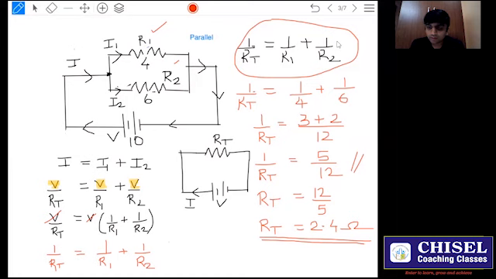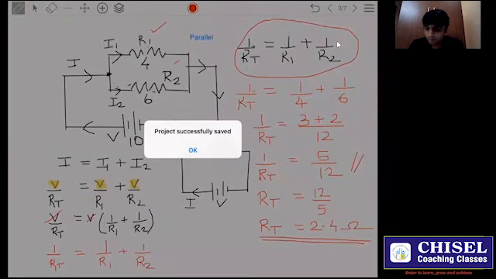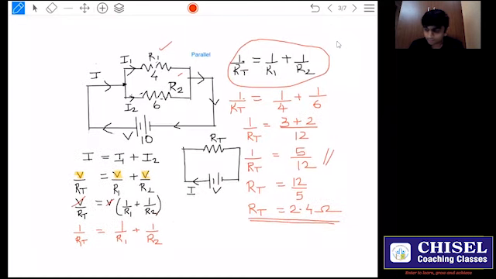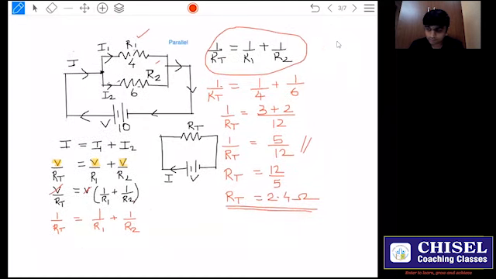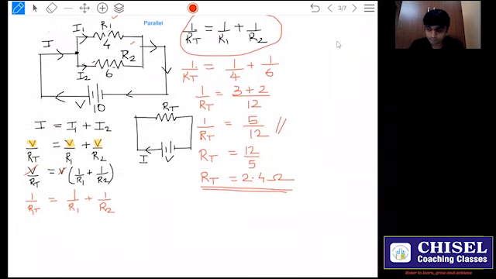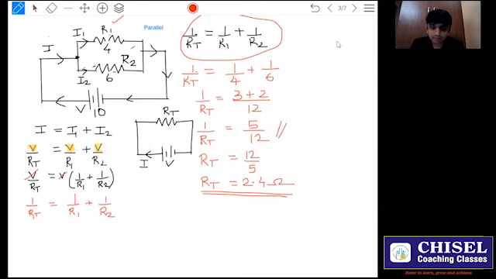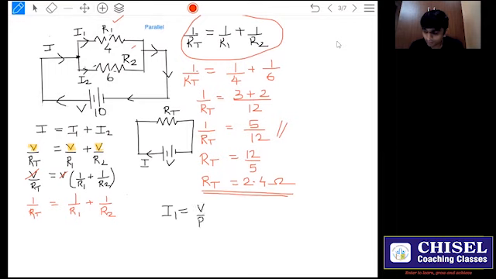Okay, now let us calculate the values of I1 and I2 in this case. So I1, as per the formula, I1 is equals to V by R1. What is the value of V? V का value I know that it is nothing but 10. So 10 upon R1 का value is 4. So 10 upon 4, the answer is nothing but 2.5.